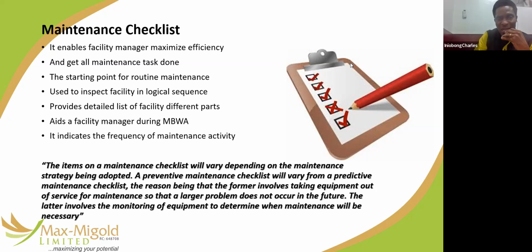The items on a maintenance checklist will vary depending on the maintenance strategy being adopted. A preventive maintenance checklist will vary from a predictive maintenance checklist. The reason being that the former involves taking equipment out of service for maintenance so that a larger problem does not occur in the future. The latter involves the monitoring of equipment to determine when maintenance will be necessary.